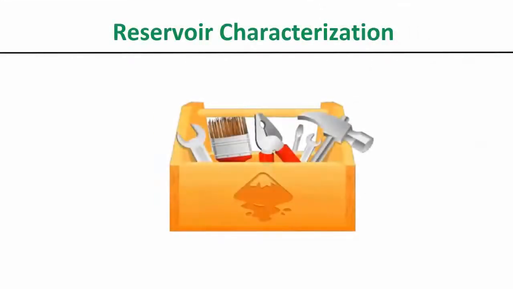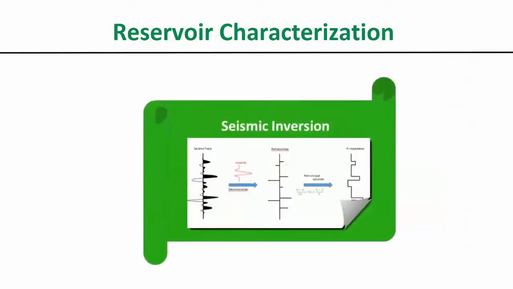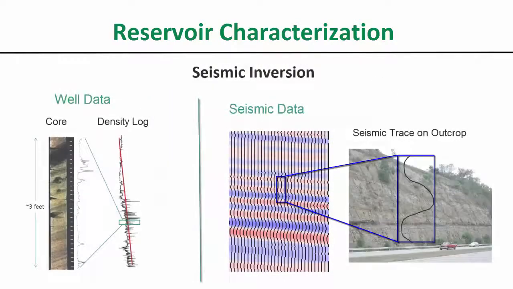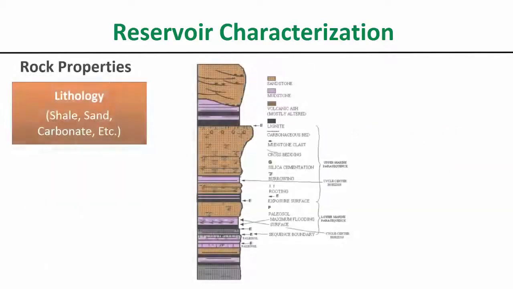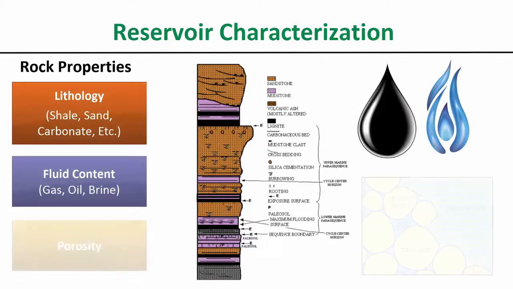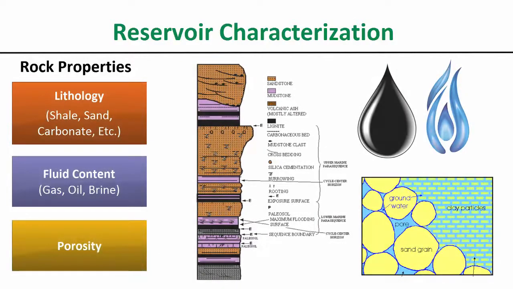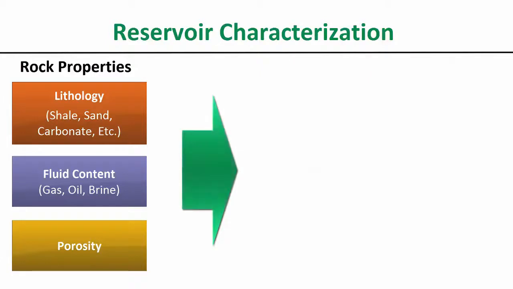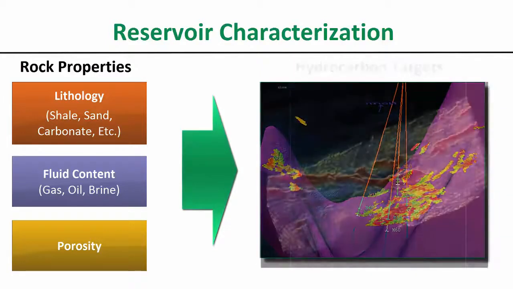An important tool in reservoir characterization is seismic inversion, which enables you to combine well and seismic data to predict rock properties across the survey, such as lithology, fluid content, and porosity. These rock properties can then be used to help identify hydrocarbon targets and reservoirs.